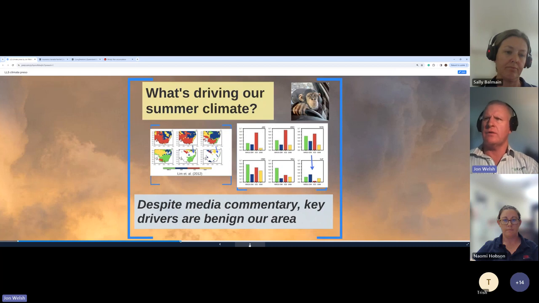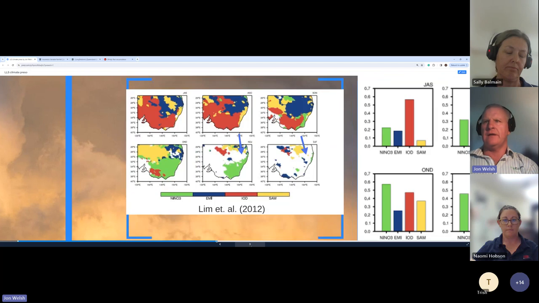So what's driving our, well, not only our summer climate, summer's an example I'll use here, but what this is here is knowing which phenomenon. Is it the Indian Ocean or is it the Pacific Ocean or is it atmospheric? What's driving our climate? And I just thought I'd pluck this bit of research out of CSIRO and you can see there New South Wales, and there's a whole bunch of colours. We've got the El Nino Southern Oscillation ocean temperature here in green. You've got El Nino Modoki, which is quite a confusing acronym.